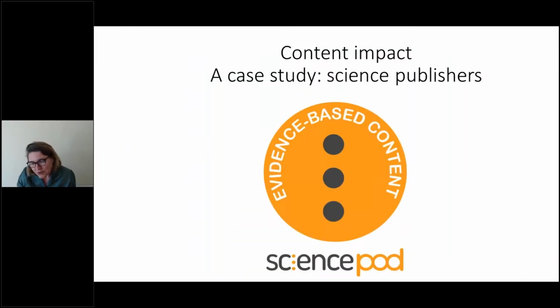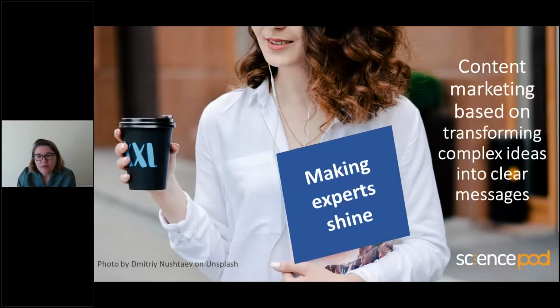Now, I've talked to you a lot about the theory of content marketing and how it works. Now I'm going to give you a few examples. Those examples are taken from our experience in the science publishing industry and medical publishing industry, but obviously what we're doing can also be used for any organization involved in knowledge creation. So for publishers, what matters is to make their authors shine.